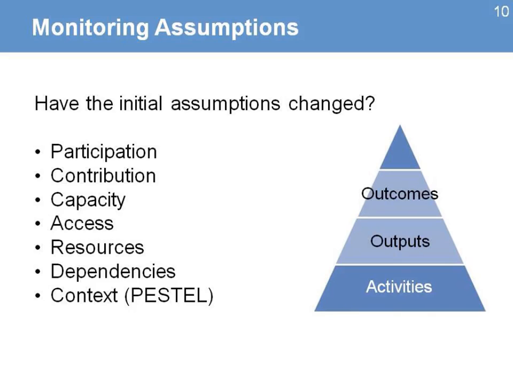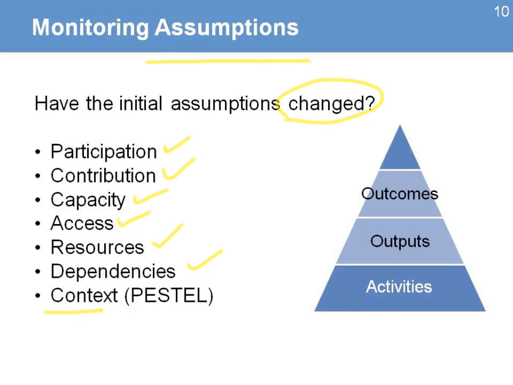Another area that is important after monitoring our indicators is that we need to monitor our assumptions. Have the initial assumptions changed? And we know in projects, in development projects, they usually do. Our initial assumptions could have been in terms of the participation of the key stakeholders, the contribution from partners, the capacity of the organization, access to resources or to geographic areas, the use of resources, any dependencies, whether they're internal or external. And we also have assumptions about the context.